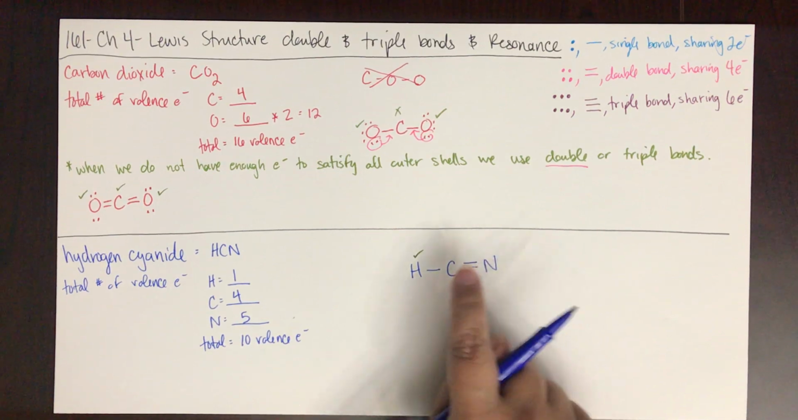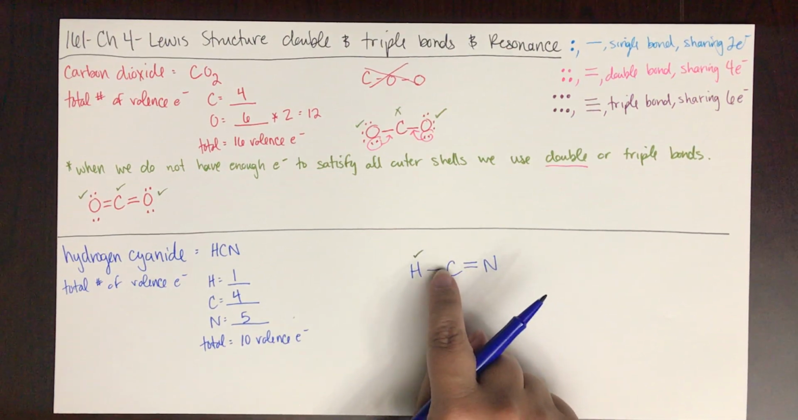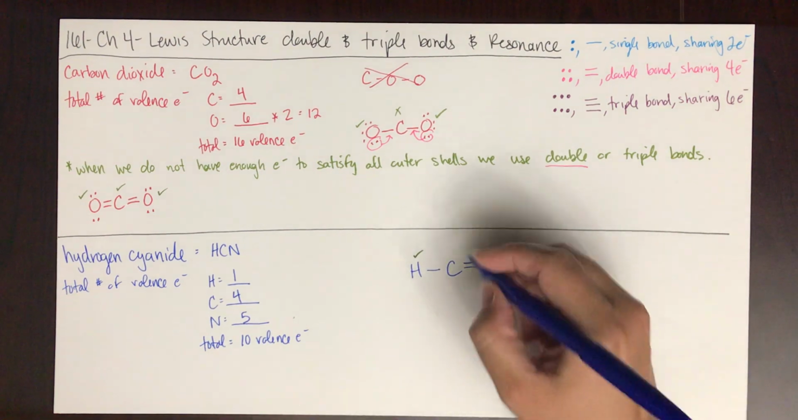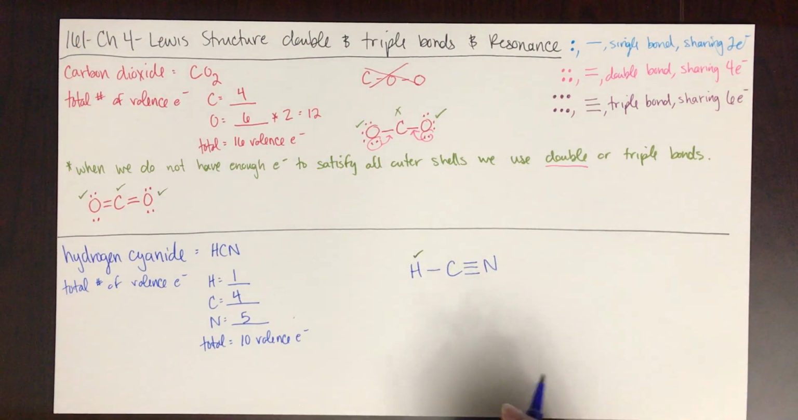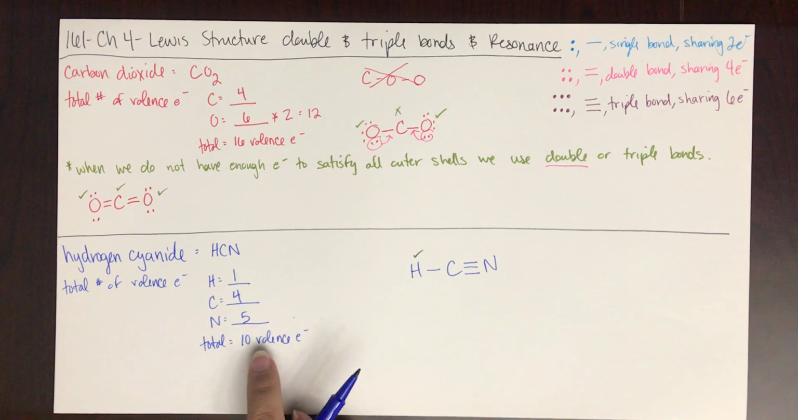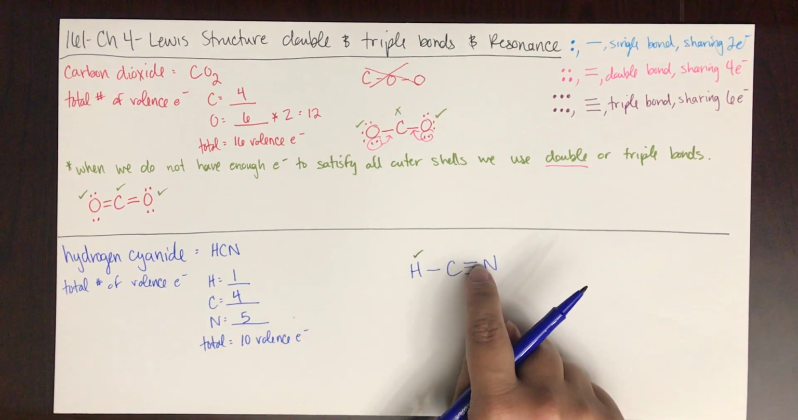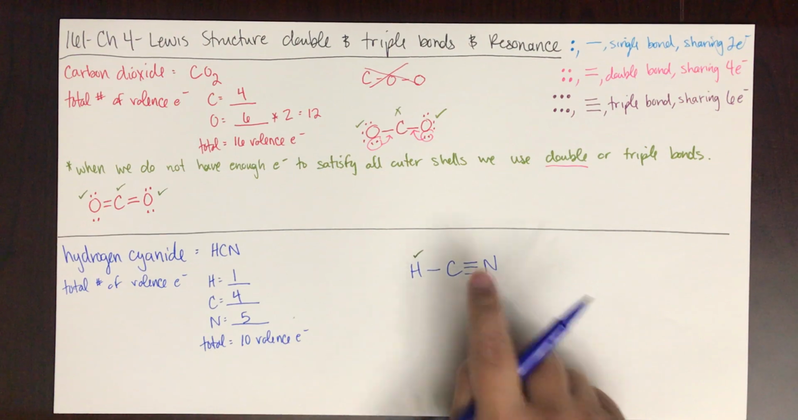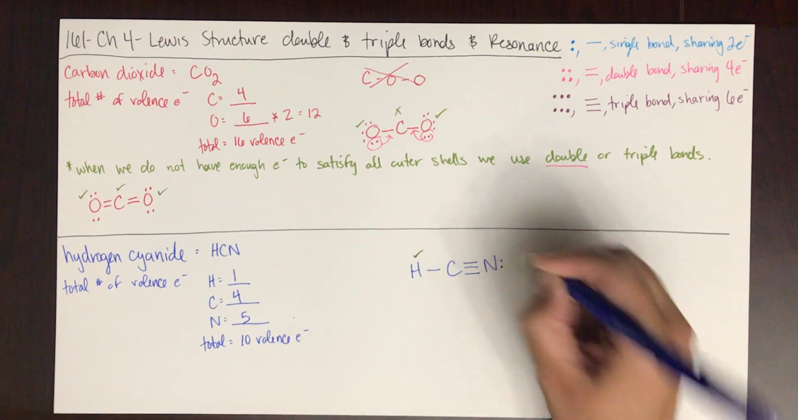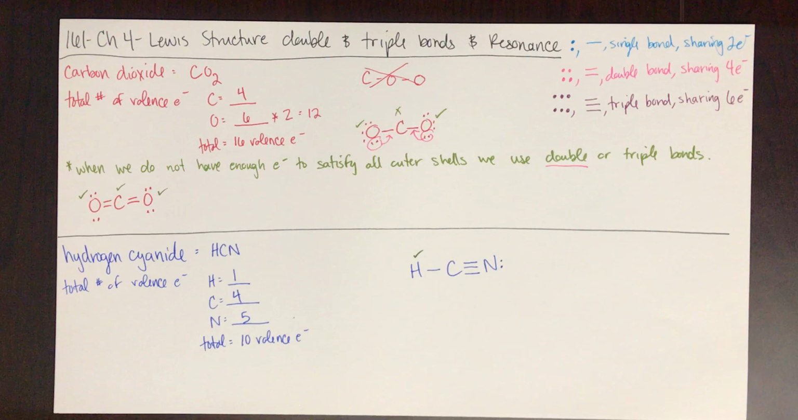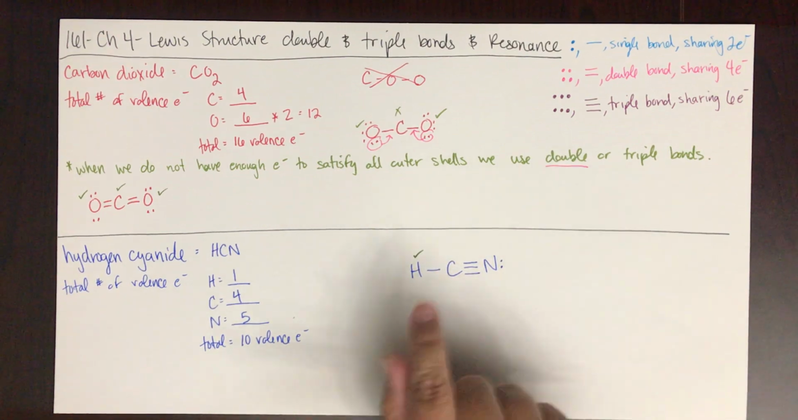It would have 8, but carbon is only going to have 6: 2, 4, 6. So I must need a triple bond. So now let's see if we can make it work. 10 valence electrons, I've used 2, 4, 6, 8. I have 2 left, and they're going to go right here. Now, everybody has a full octet, or a full outer shell.